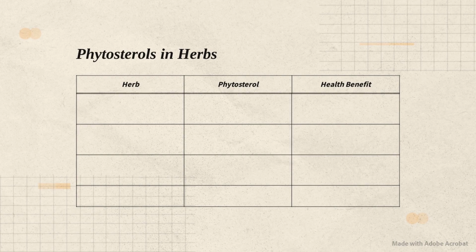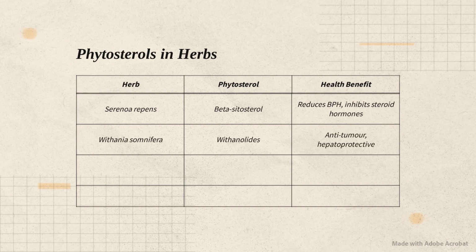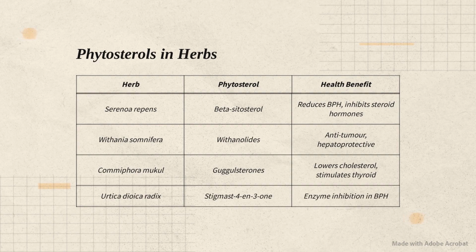Notice how these herbs contain phytosterols and contribute to health benefits like cholesterol regulation and cancer inhibition. Serenoa repens contains beta-sitosterol, which reduces benign prostatic hyperplasia and inhibits steroid hormones. Withania somnifera contains withanolides, offering anti-tumor and hepatoprotective effects. Commiphora mukul contains guggulsterones, which lower cholesterol and stimulate thyroid function. Urtica dioica radix contains sterols, which inhibit enzymes in benign prostatic hyperplasia.